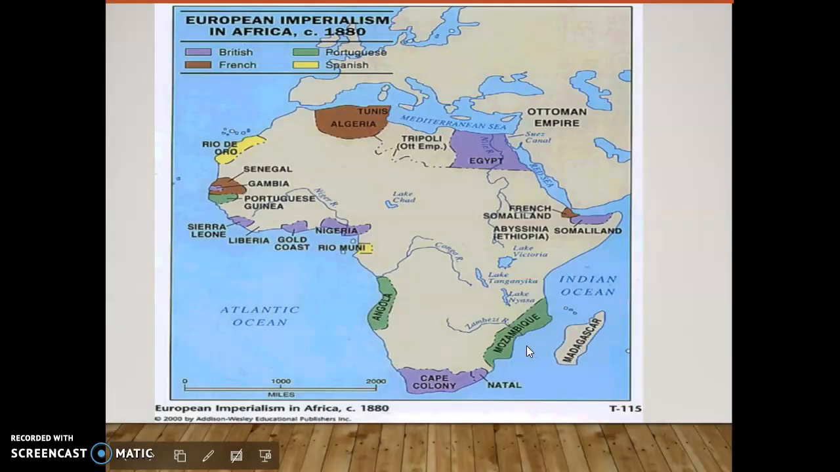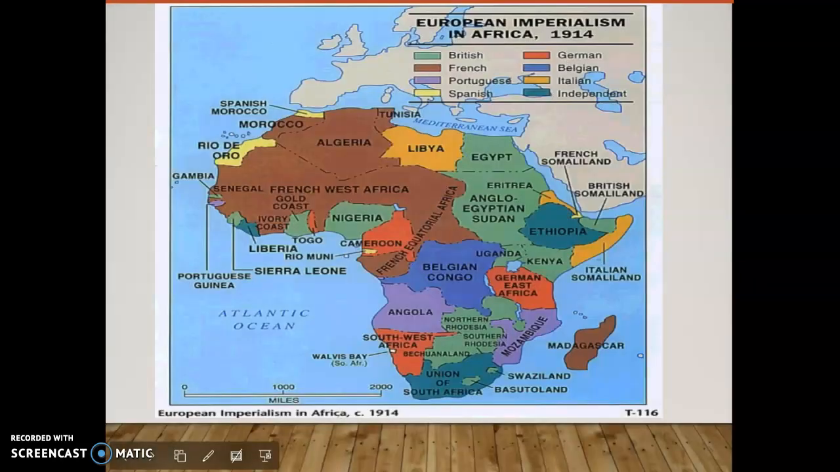So to give you an idea of what the colonies looked like, in 1880, this is Africa, and these are the colonial holdings of the different countries in Africa. Now this is 1880, and then this is 1914. Here you can see that hardly any part of Africa has not been claimed, and so each of these countries in here exerts power over these different places, but they also pull wealth out of them. So this is how they're getting richer and richer.